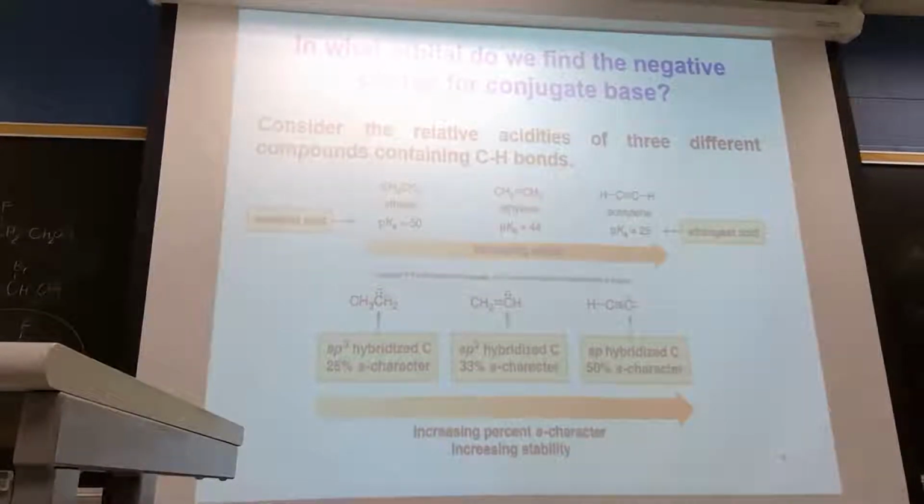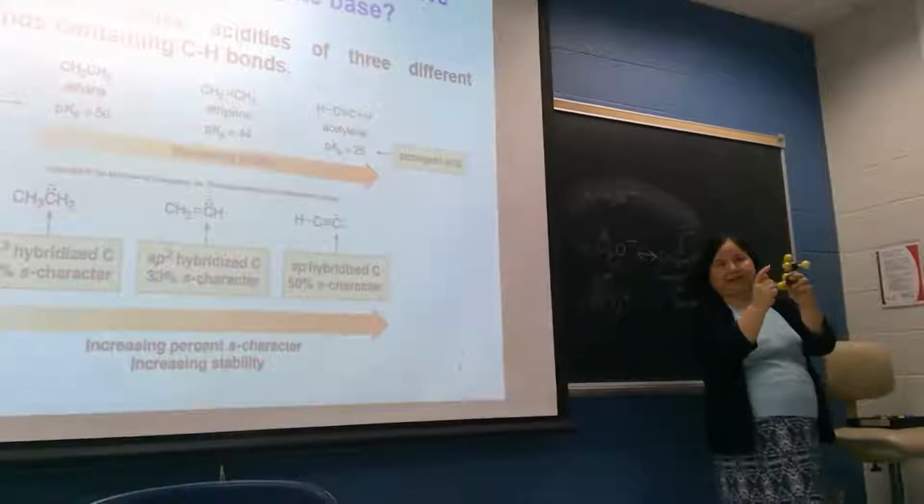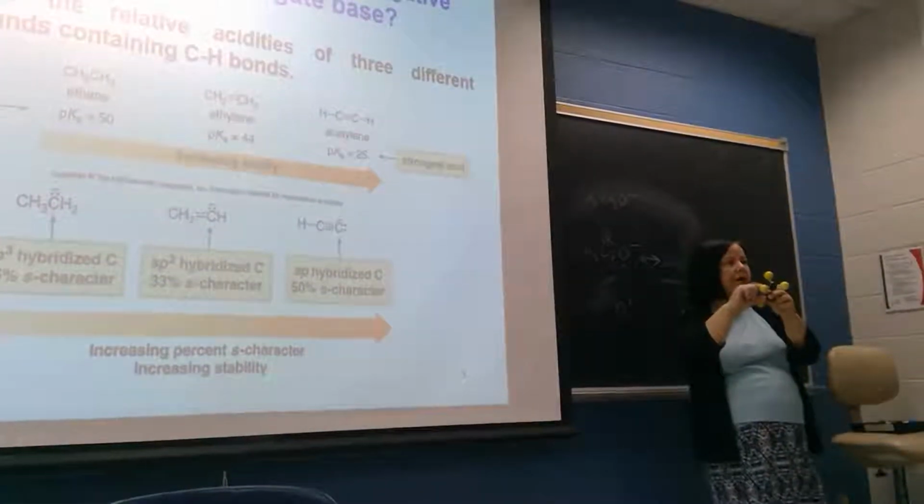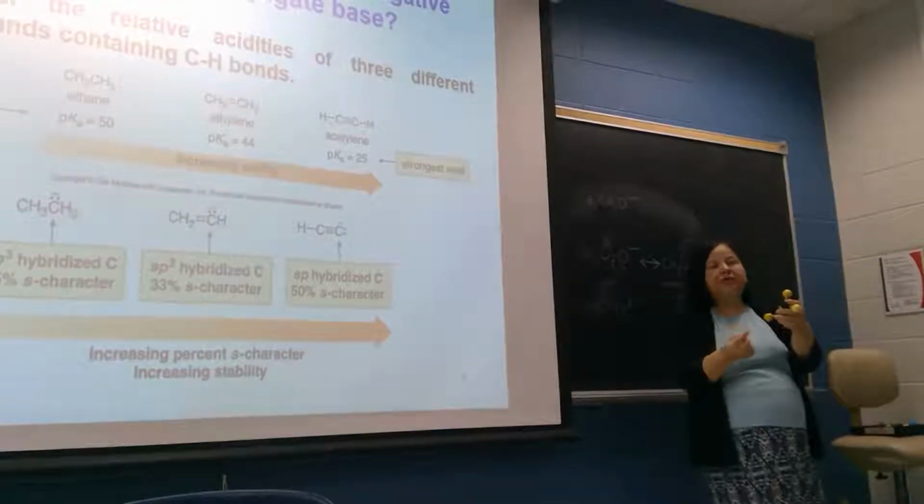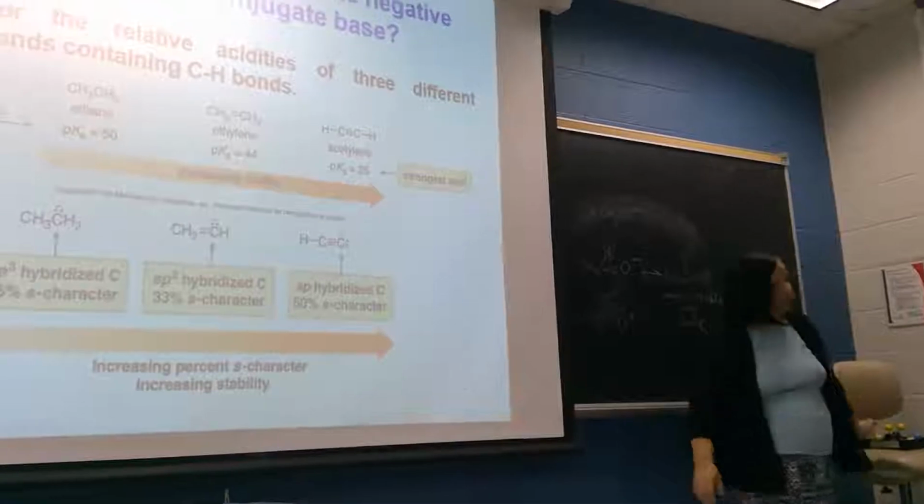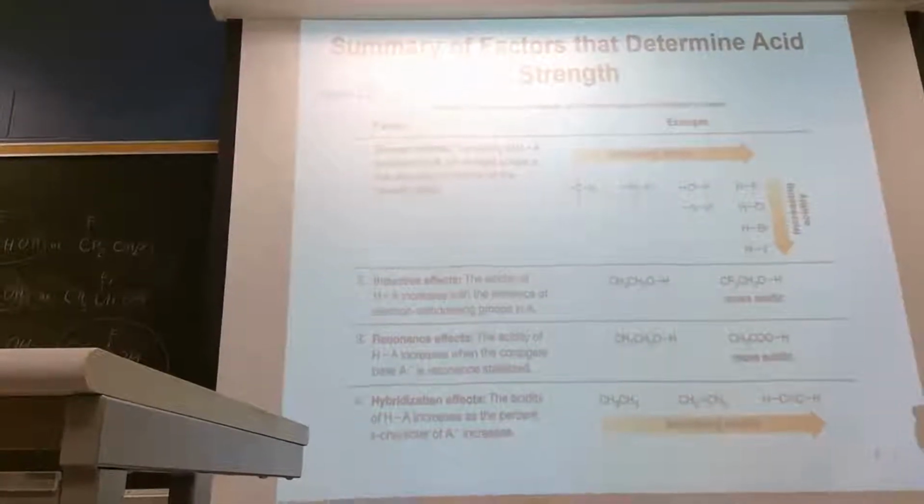So it's much easier to remove this proton and very hard to remove this proton, because the conjugate base will be too unstable. So that's a summary.